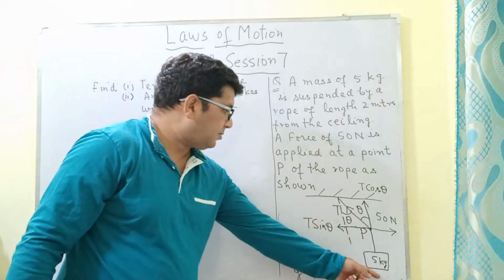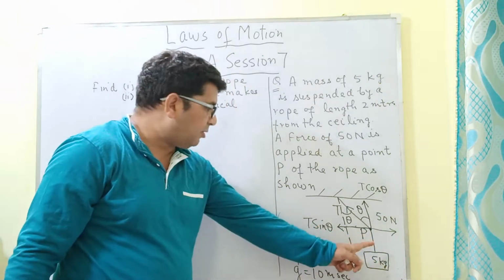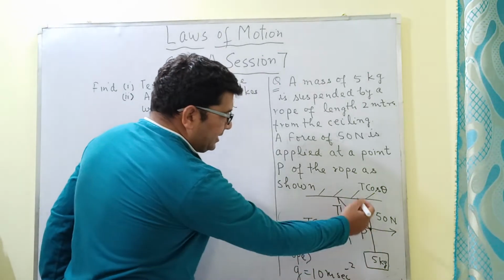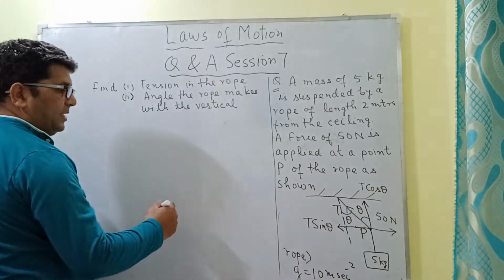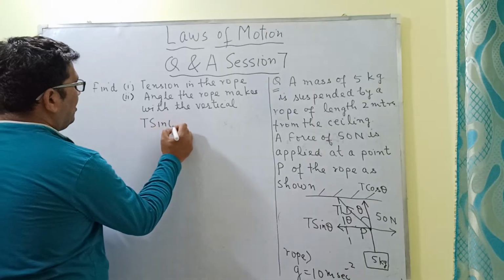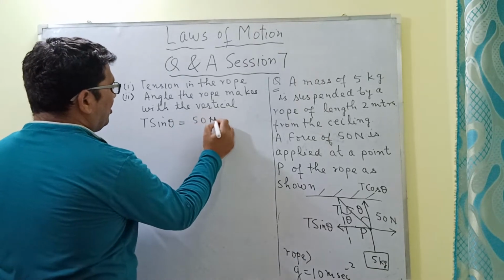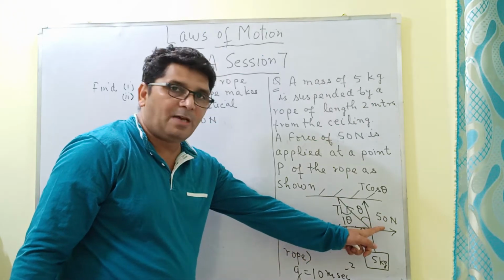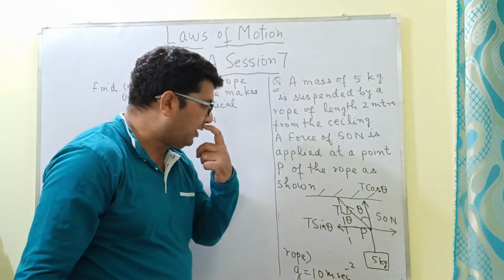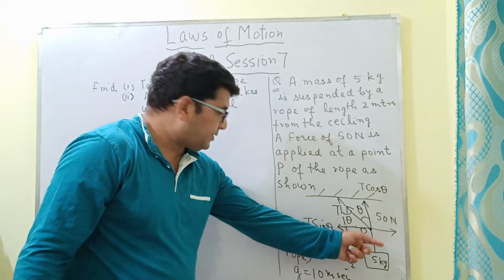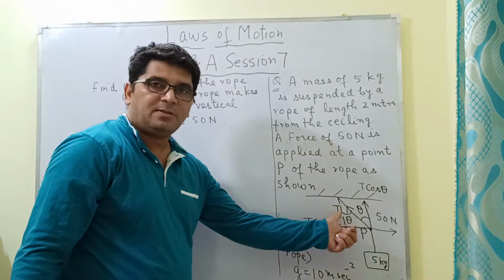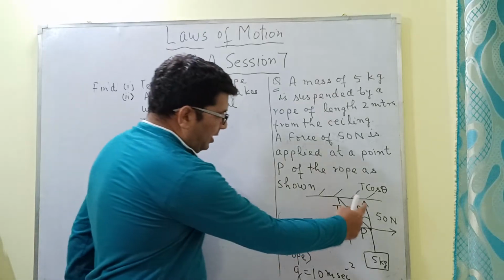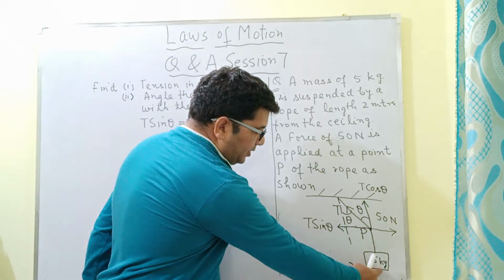if this mass is in a state of equilibrium in such a way that the rope is making an angle theta with the vertical, then we can say that T sin theta will be equal to 50 newtons, ठीक है. ये जो आपका mass है, this will be in a state of equilibrium on the application of this horizontal force of magnitude 50 Newton only when this horizontal force is balanced by the horizontal component of this tension T, and the T cos theta, the vertical component of this tension, will be balancing the weight of this mass.